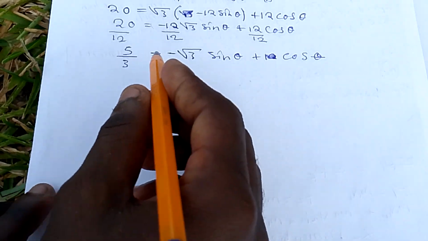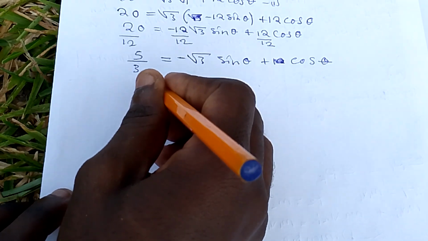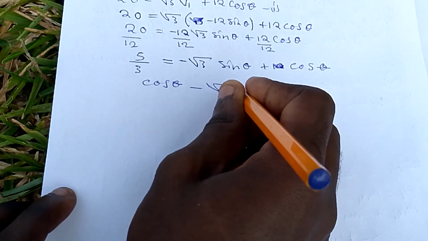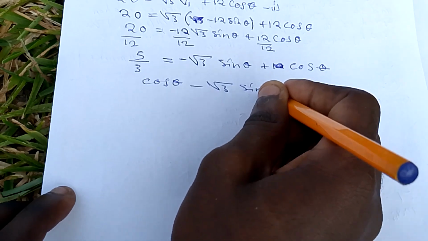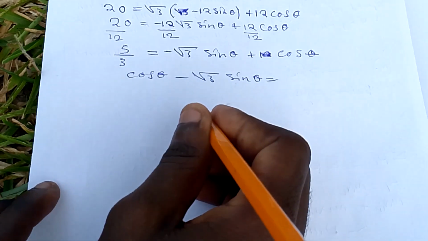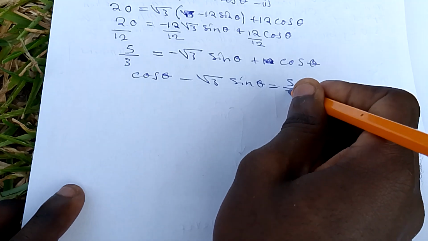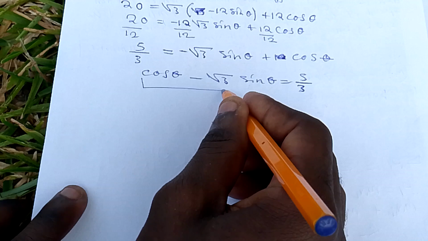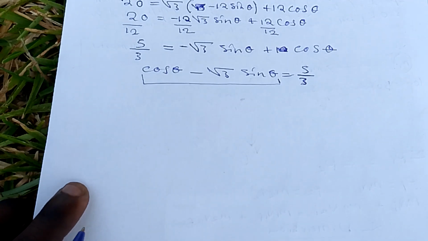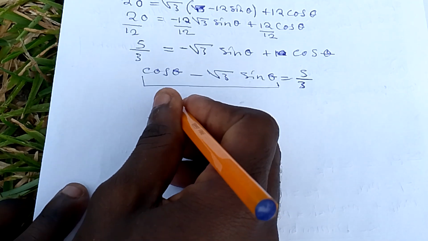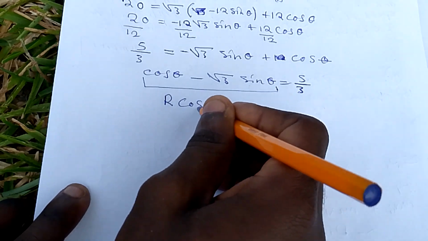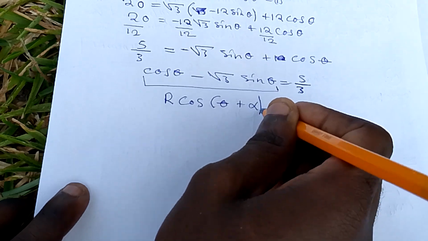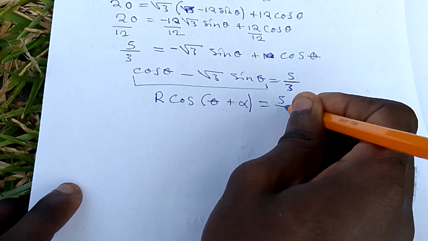Now let us just rearrange this. So we are going to have cos theta minus the square root of 3 sine theta equals to 5 over 3. That is what we have. So now, remember from trigonometry, this is an identity. This is an identity for r cos theta plus alpha, which equals to this number 5 over 3.